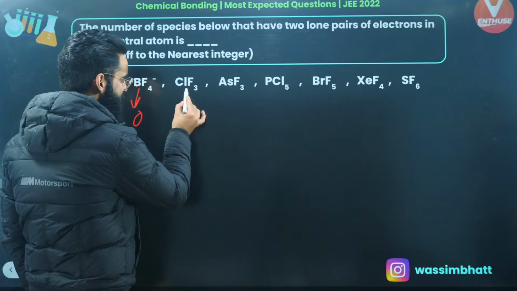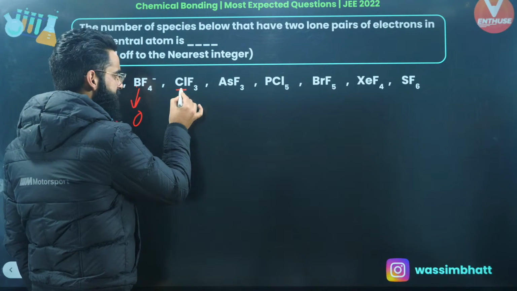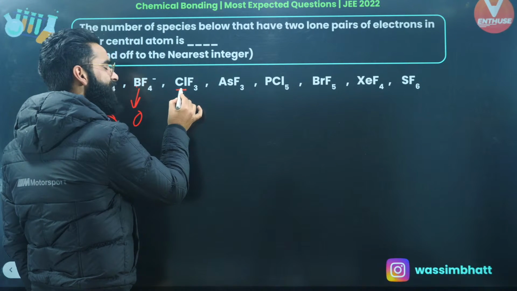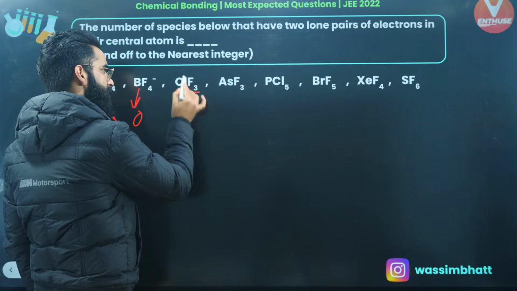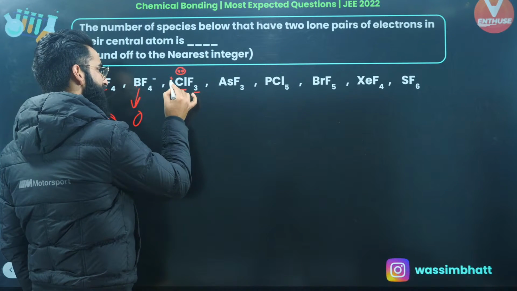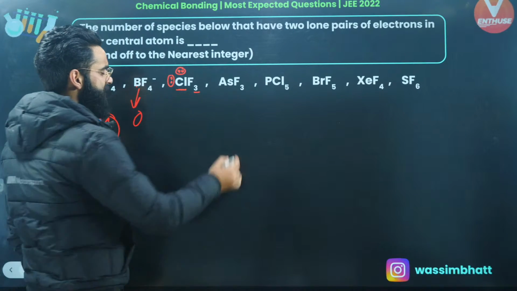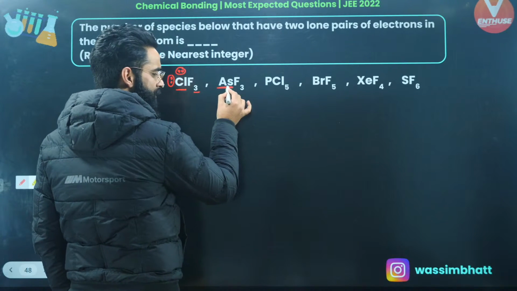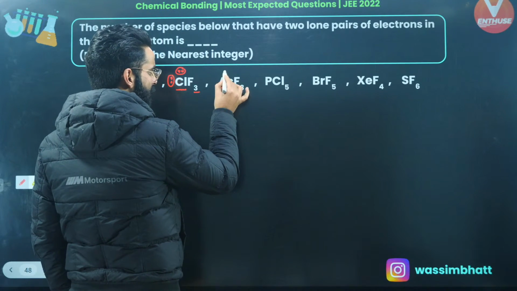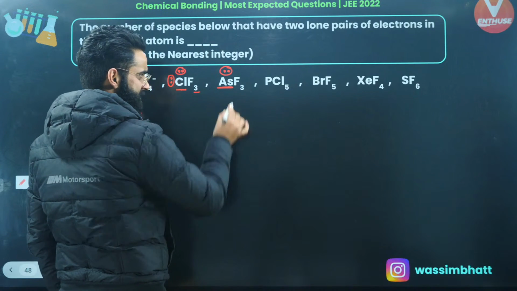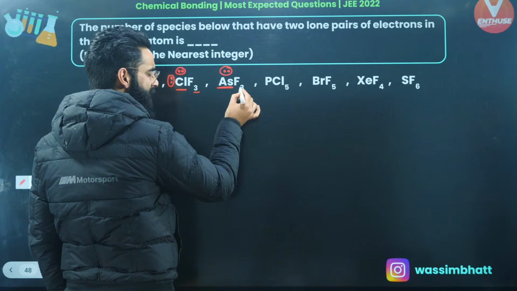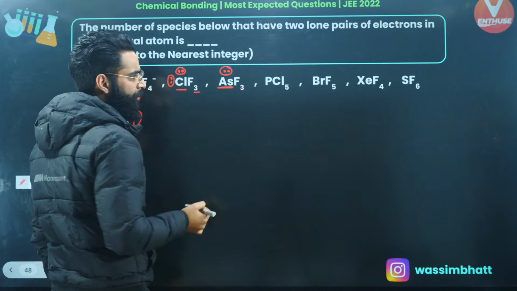ClF3: see, there are 7 valence electrons. Out of 7 valence electrons, 3 are used to form 3 sigma bonds. So there will be 4 valence electrons in the form of 2 lone pairs. Yes. AsF3: arsenic belongs to group 15, so there will be 1 lone pair on arsenic. Perfect, because it has 5 valence electrons, 3 it is using, so 2 electrons remain, making 1 lone pair.